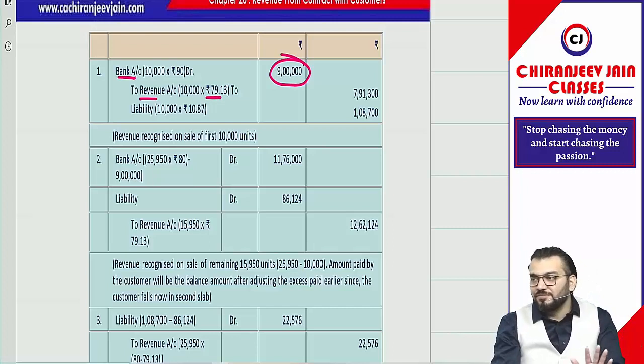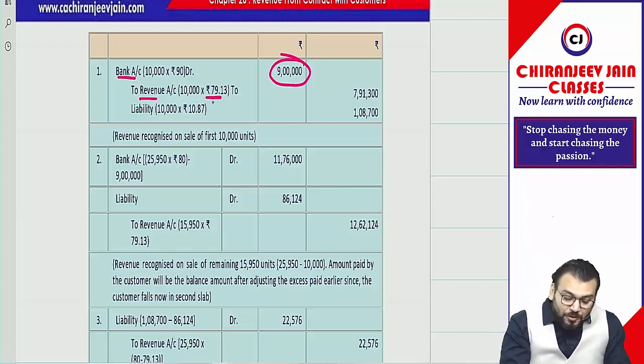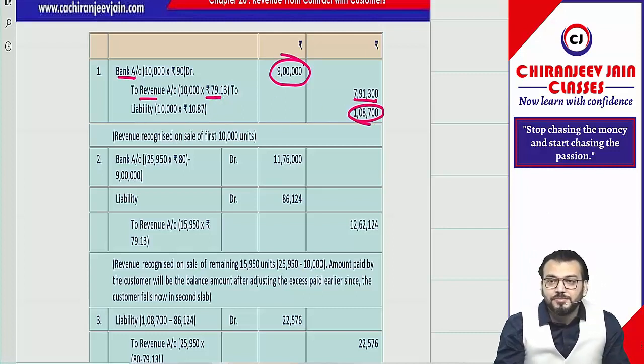I actually don't understand. Are you able to understand? Where did 79.13 come from? Why will I recognize this 79.13? I am not able to understand. If you are understanding, follow this. Of course, you have to understand because you have calculated. Got it now? So they have recognized that 79.13 amount, and the balance is transferred to contract liability.